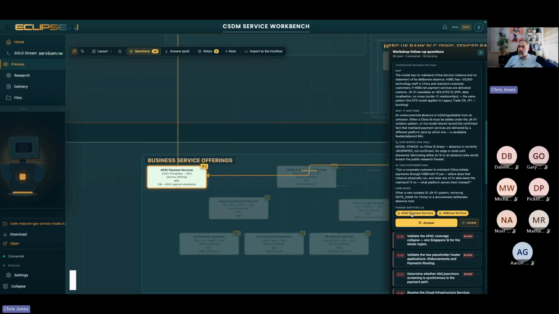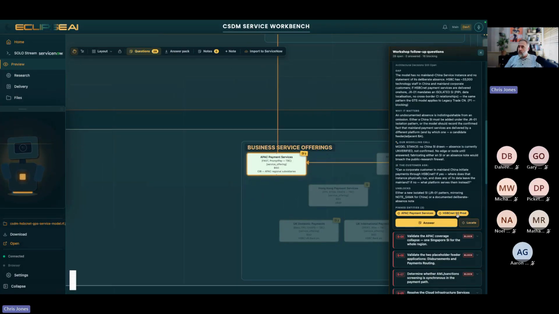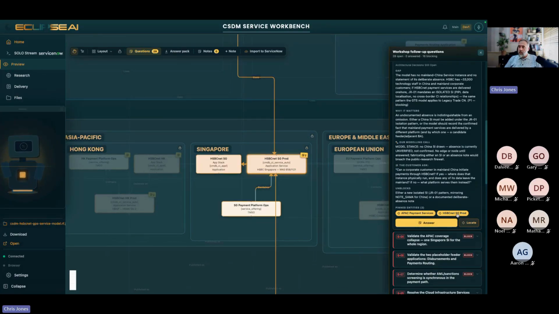We can also look at the adjacent pinned entities. So we've got APAC payment services, which is the one that we've actually been put to, and then the HSBC Net Singapore production environment. So obviously Singapore, Hong Kong, APAC, they're all very linked with the areas of the specific question that we're dealing with.